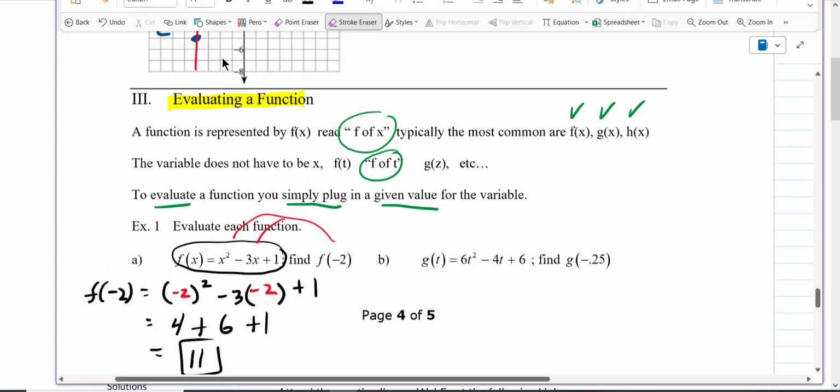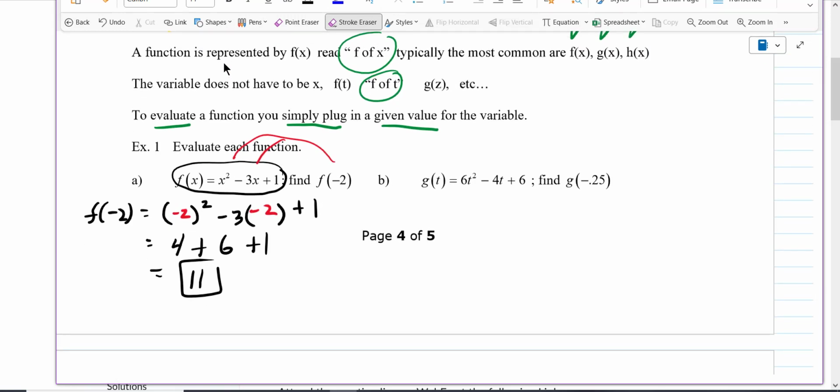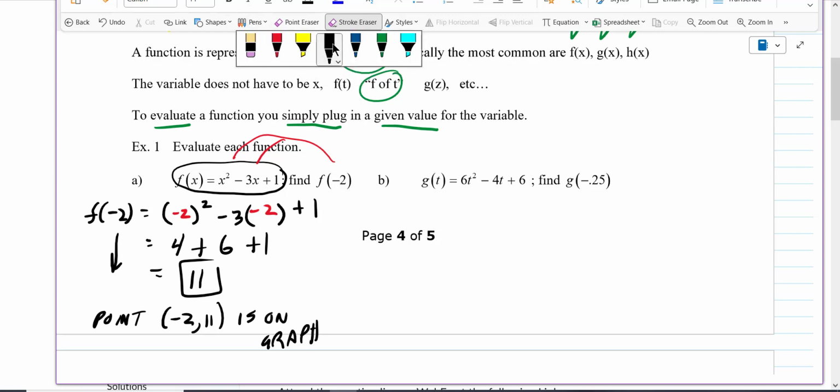And the meaning of that is, it just means that the point -2, 11 is on the graph. Okay, that's all that means. When you're evaluating a function, you're finding a point on the graph. That's literally what that means. So it's basically arithmetic. Okay, all right, let's look at this next situation here.